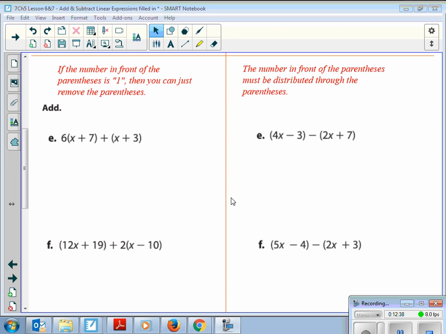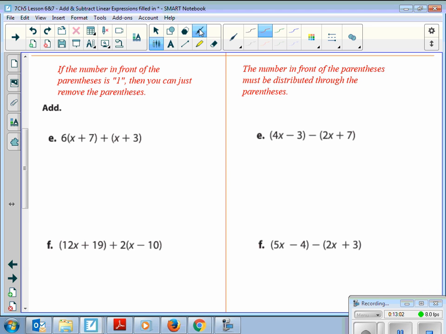Okay, so let's do these examples here. Now, remember, if the number in front of the parentheses is 1, then you can just remove the parentheses. If it is something other than a positive 1, then you have to distribute first. Okay? Same thing with the subtraction. Okay? So, for example E, we have 6 times the quantity x plus 7 plus the quantity x plus 3. So in this example, we're going to distribute the 6 throughout the parentheses.